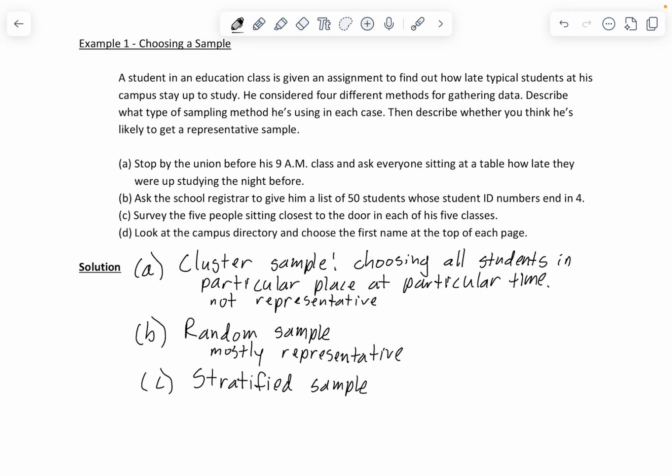As far as whether it's representative, this seems like it's probably a decent approach, depending on what kinds of classes he's taking. If he's surveying students from all senior level courses that require a lot of studying, that might bias the results toward people staying up later. So this would be more likely to give a representative sample if he surveys students from a variety of different classes, right? It would be less representative if they were all senior level classes, maybe a little bit more representative if they were all lower level classes. But in general, we might say this would give us a mostly representative sample.